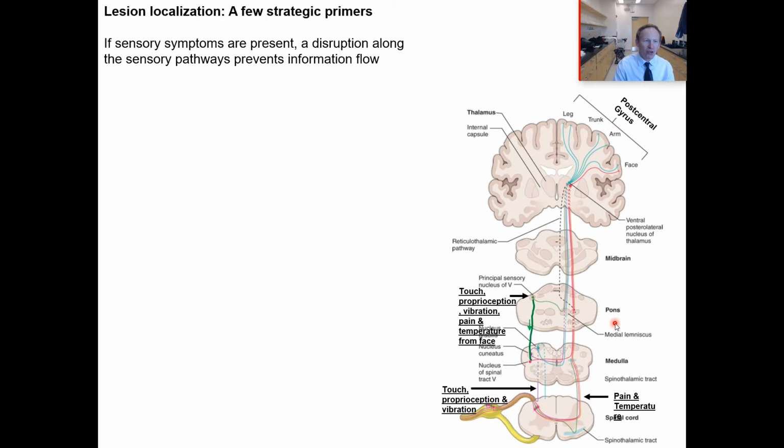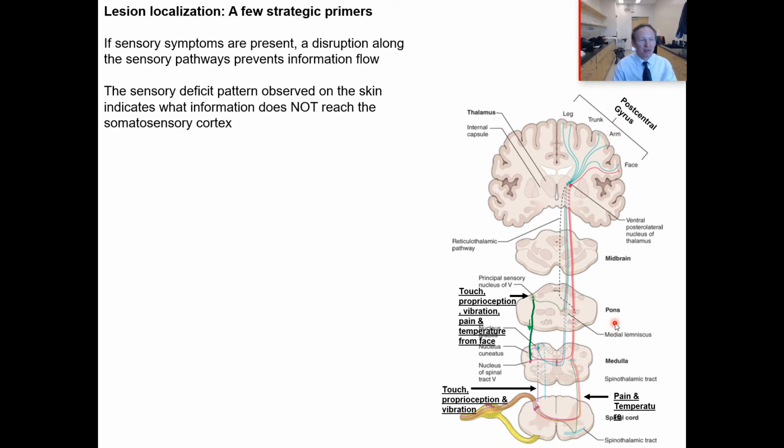and the information is not reaching the cortex. The specific sensory pattern that's observed tells you which information is not reaching the cortex. Also, always start with assuming that there's a single lesion. Only if you come to the conclusion that a single lesion is not possible, start considering multiple lesions.